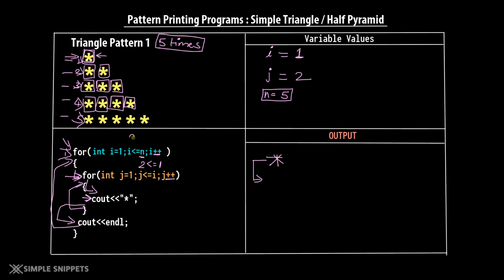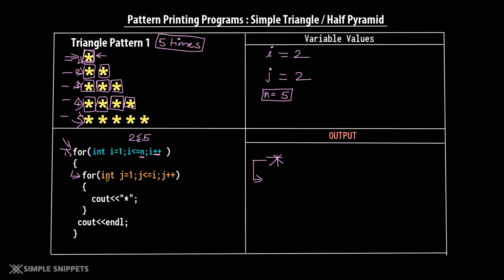So i becomes 2. Again the condition is checked. Is i less than or equal to n? What is n? n is going to be fixed, which is entered by the user. In this case it is 5. Is 2 less than or equal to 5? Yes, it is true, right? 2 is still less than 5. So now again we will go inside the outer for loop. Okay. Now when we go inside the outer for loop, what will happen? First let's change i equals 2. Inside the for loop, the second for loop will be executed again, right?